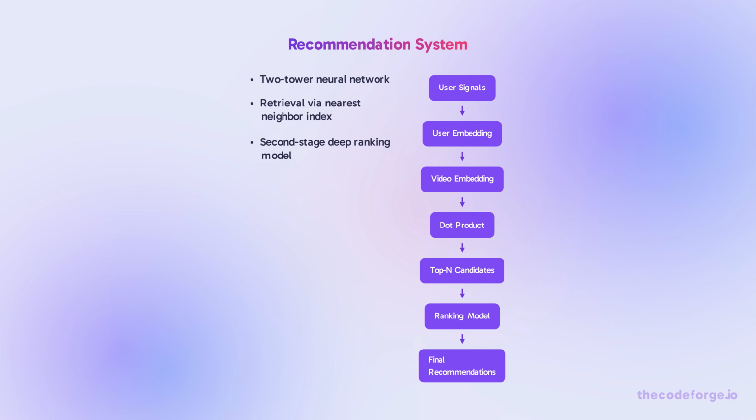YouTube's recommendation system uses a 2-tower neural network. One tower encodes user signals into a vector, the other encodes video features. The dot product scores relevance. At serving time, it retrieves top candidates from a nearest neighbor index, then re-ranks with a deep model. This balances latency and accuracy.